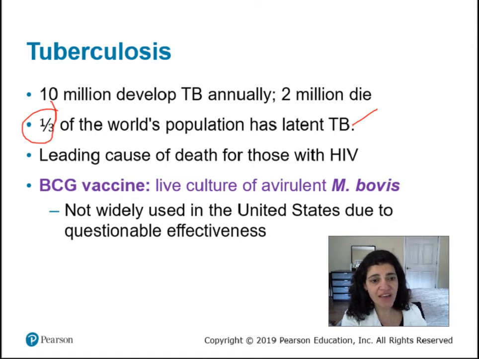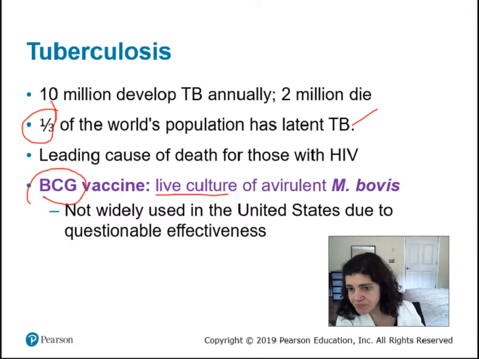The BCG vaccine is very important in controlling the disease, and it has live attenuated Mycobacterium bovis, which is a more avirulent form of Mycobacterium or species of Mycobacterium. This vaccine is not used in the United States because there is questions about the effectiveness, but it's used in other countries.